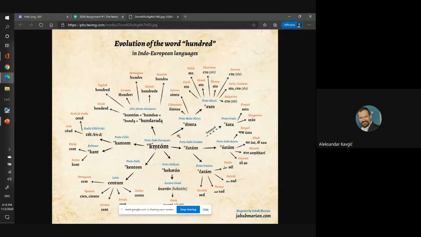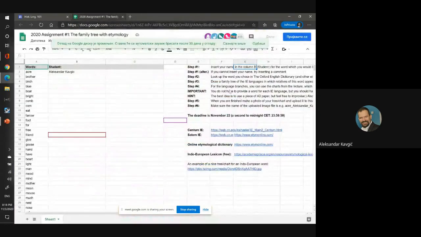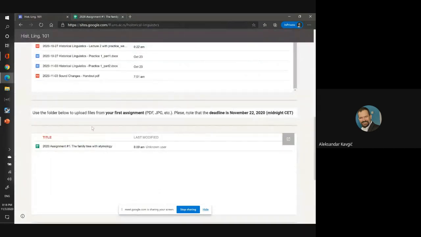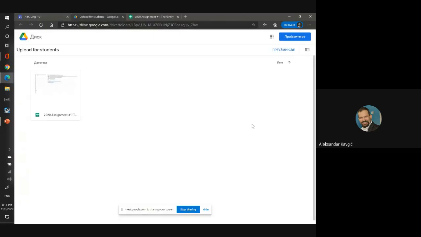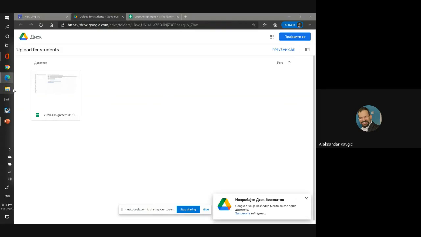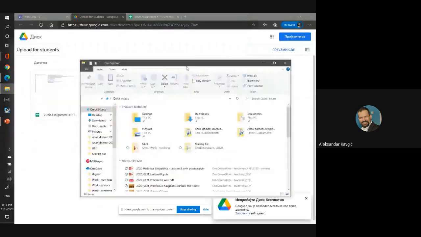And here is another example of what you can do. This is an example for the word 100 done by Jakob Marian. I forgot for which course and where, but it's available on the internet. So this is an example. And then you draw your tree on the piece of paper or in a mind mapping software. On a piece of A3 paper, and when you finish, you make a photo of it with your phone, and you upload it to this folder. So you see, this actually is a folder. And believe it or not, although it's completely wrong, I actually allowed uploads to this folder.